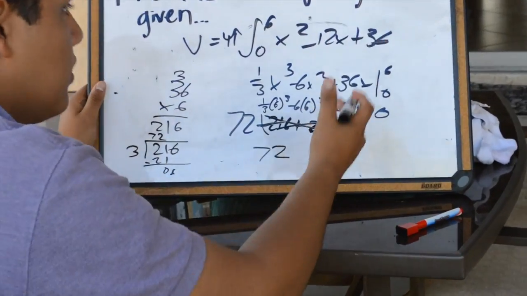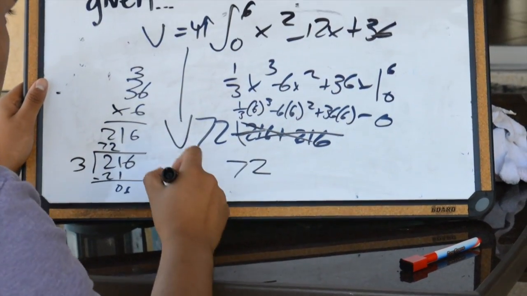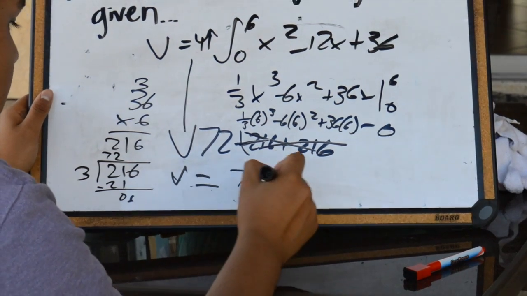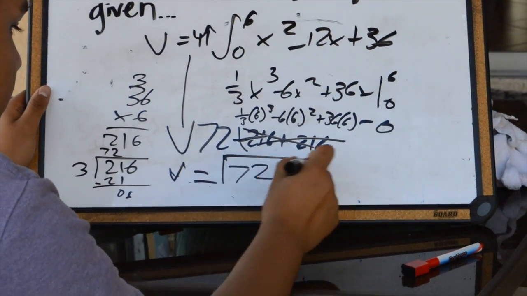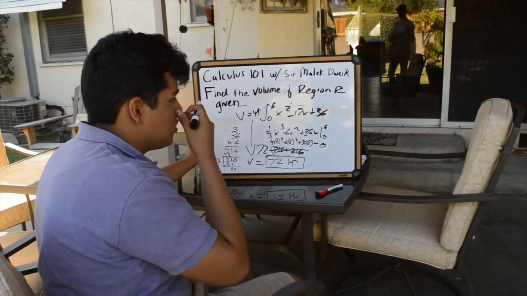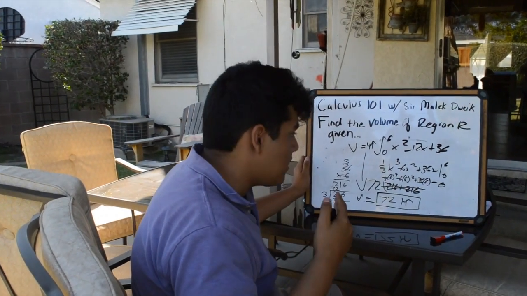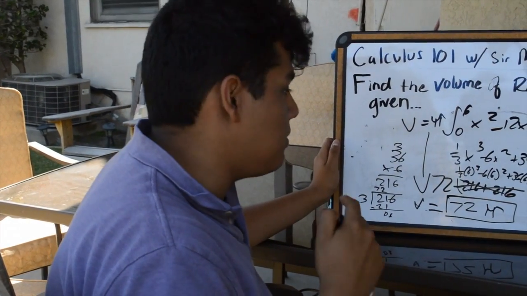That's your limits of integration. Don't forget, you're bringing the pi all the way down here. So V equals 72 pi. And that's your answer. 72 pi. So just know, you're clearly going to need this. Any profession you're going into, make sure you have this memorized, and you should be fine.